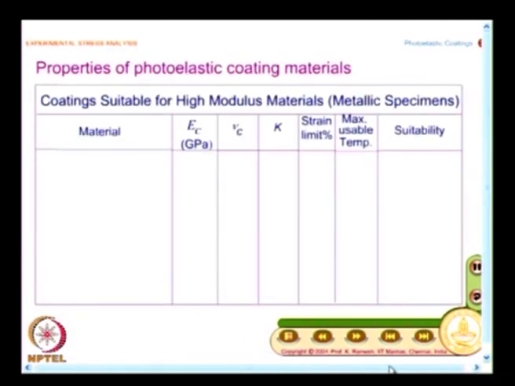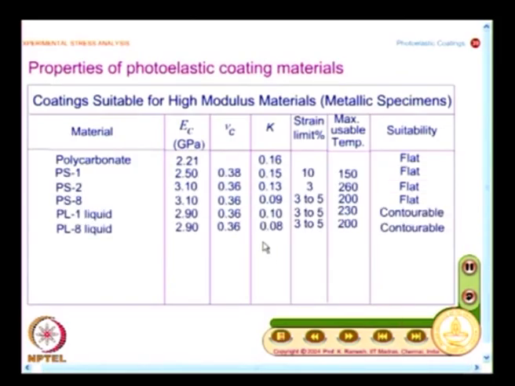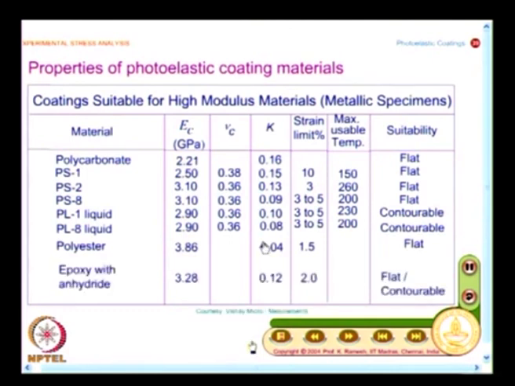And I said that the Young's modulus is a very key factor, because we do not want this to reinforce the specimen. So, you have coatings available separately for high modulus materials, and if you look at the Young's modulus, it is around 3 GPa, whereas when you have metallic materials, aluminum is 70 GPa, and steel is 210 GPa. So, if you have a coating which is just 3 GPa, it will not reinforce that.